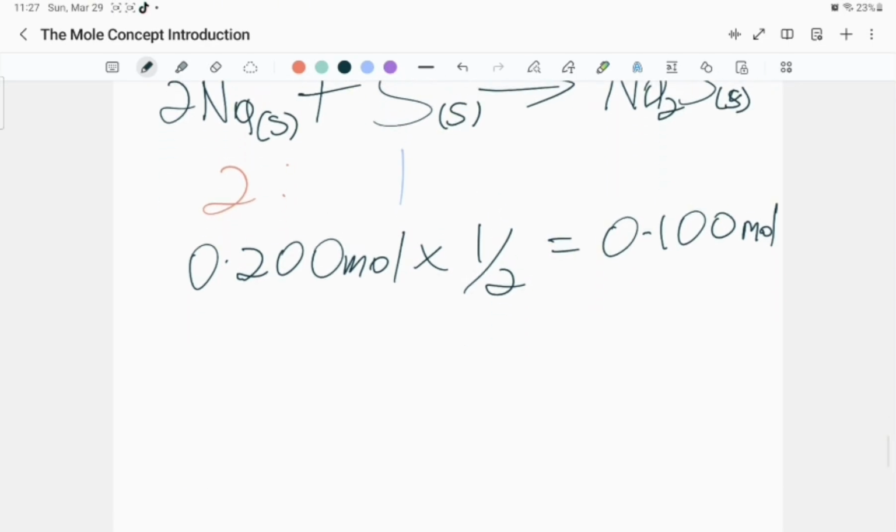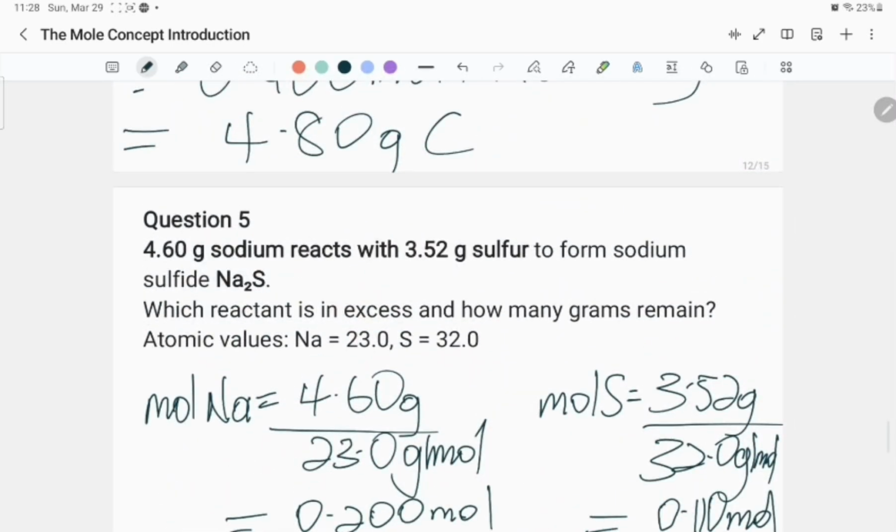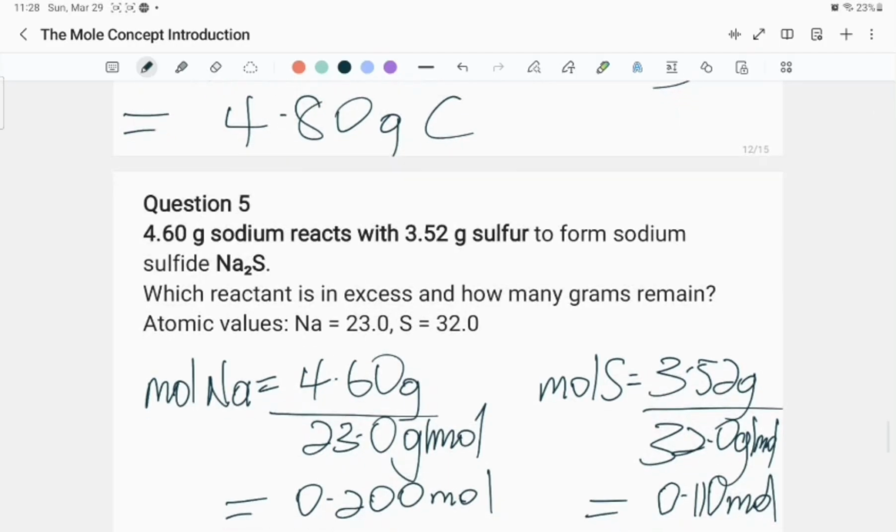So that means sulfur is the atom that is in excess, and by how much, we calculate by subtracting the two. So it is 0.110 moles minus 0.100 moles. So sulfur is in excess by 0.010 moles.